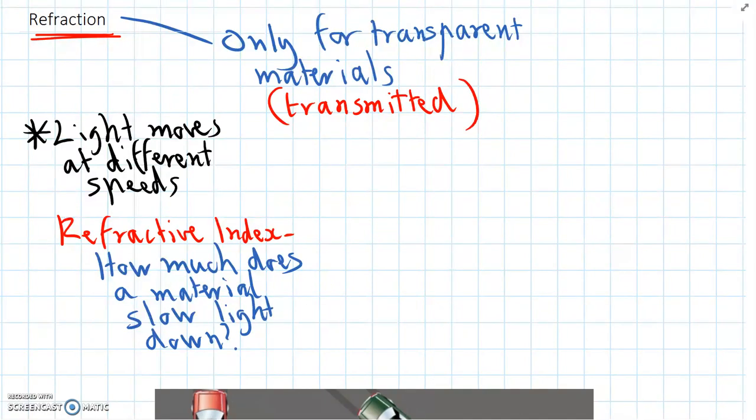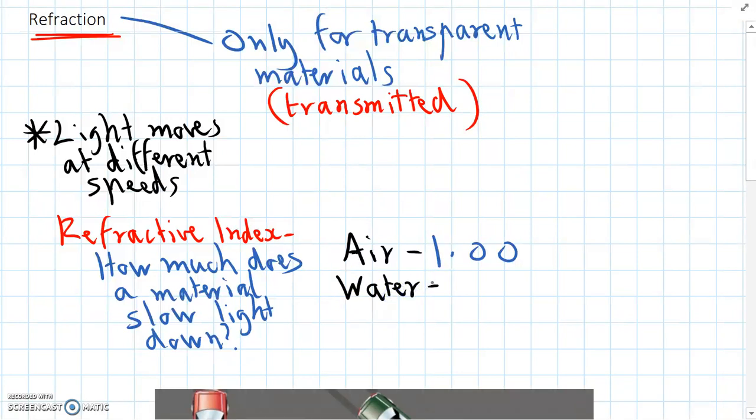And some examples of refractive index are air, and air has a refractive index of 1. That's the normal measurement that we use to compare other materials. Water, it's harder for light to move through water, and you can picture yourself moving through it too. It's much easier to move your arm through air than it is through water because it's more dense. And water has a higher refractive index, so light moves slower in water.